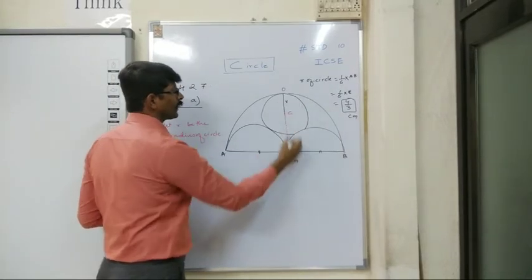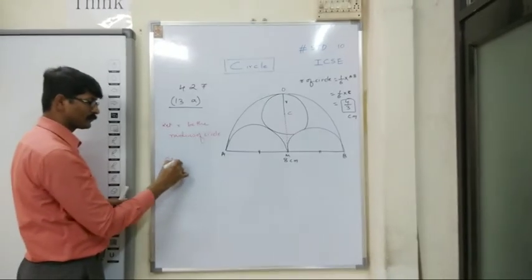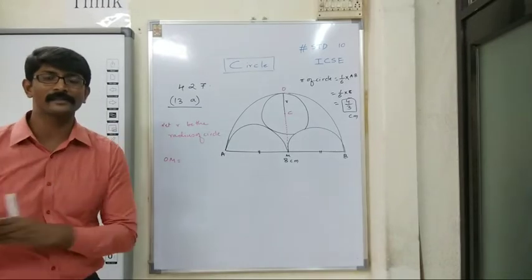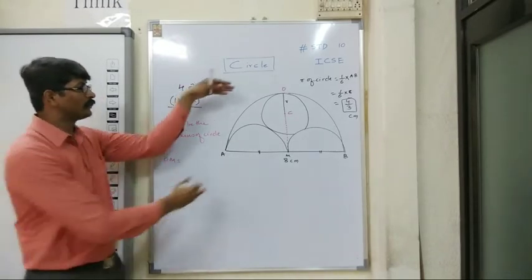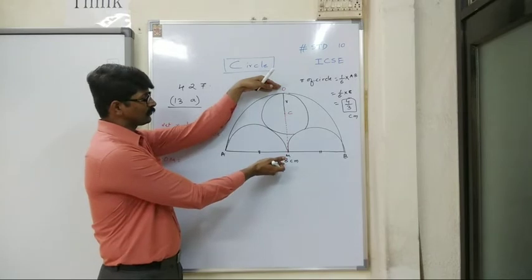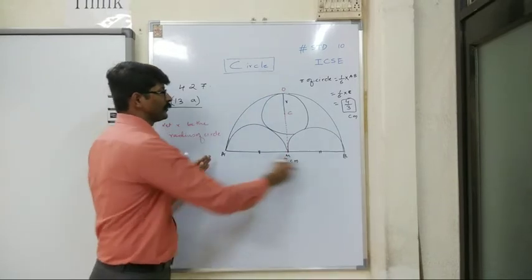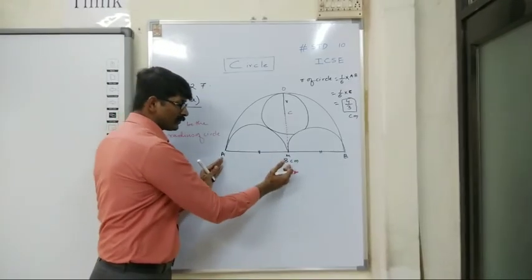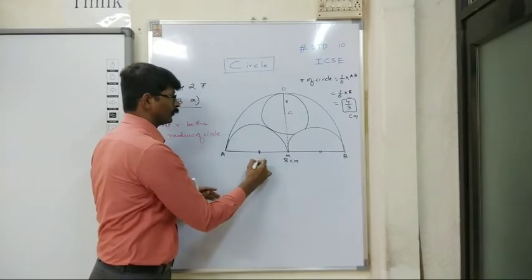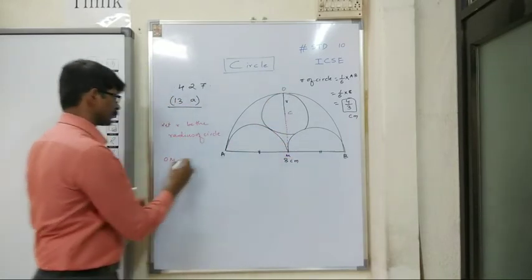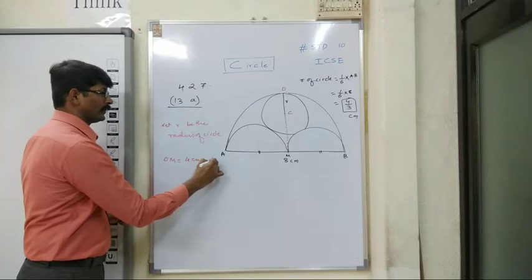What is OM? Please write it down, students, all of you. Write this down in your notebooks immediately. What is this OM? OM is supposed to be the radius of this biggest semicircle. And the diameter is 8, so the radius is going to be 4. So OM is going to be 4 centimeter, 8 upon 2.